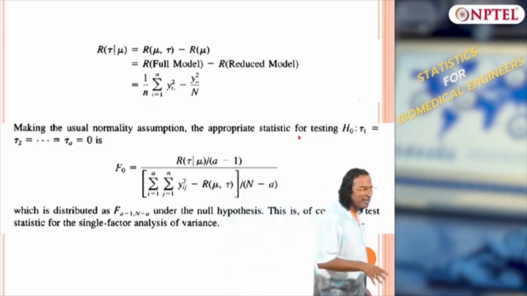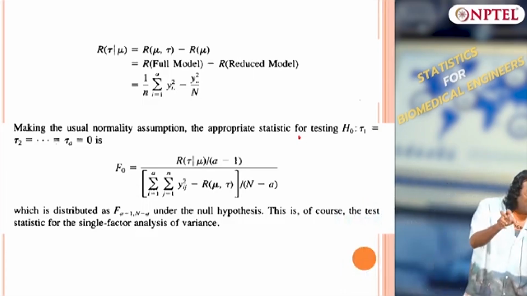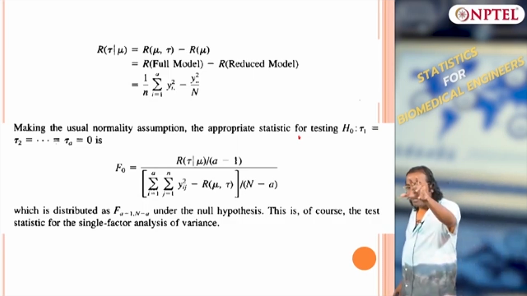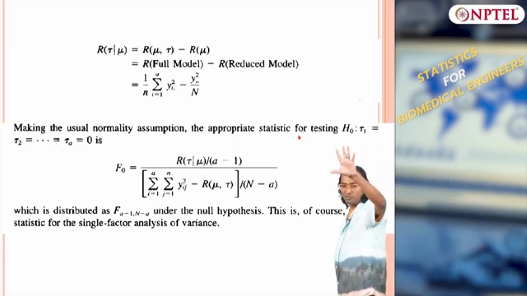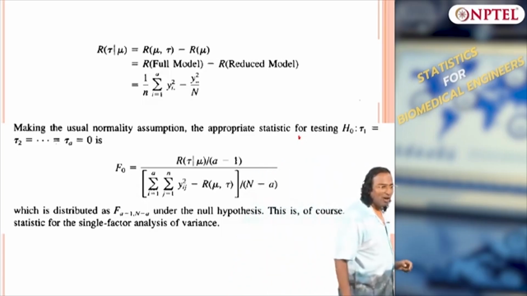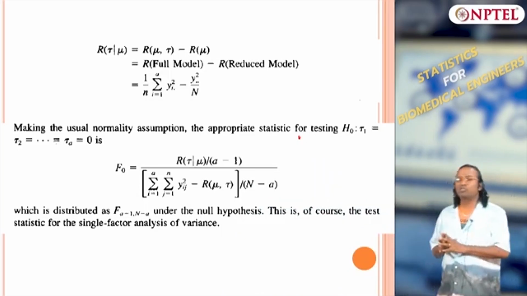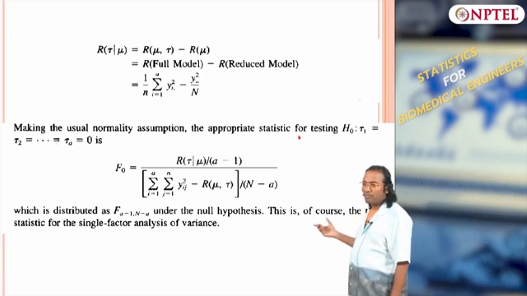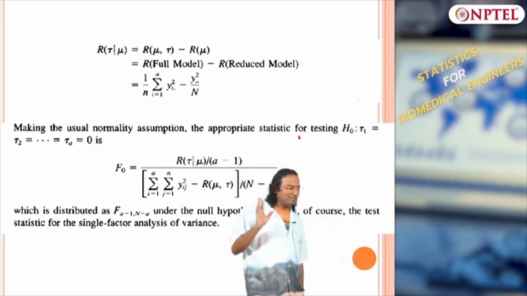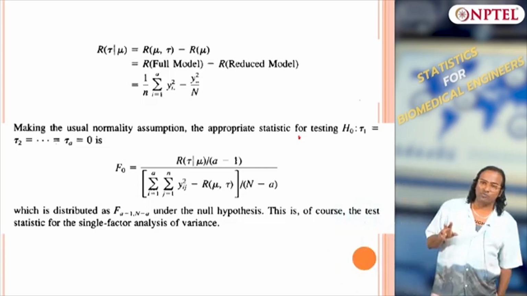The overall idea is what? Your unexplained variance should be as small as possible, that is, your sum squared error should be as small as possible, and the variability explained by the treatment should be as large as possible. That is why we take a ratio here. Now you understand what the ANOVA model actually does. The ANOVA model simply looks at R explained by the model divided by R unexplained, that is what it is, clear.